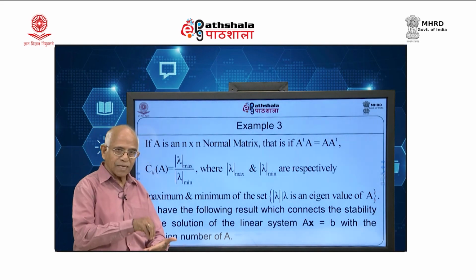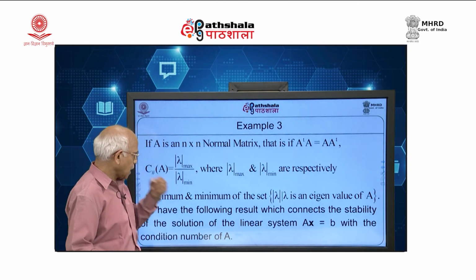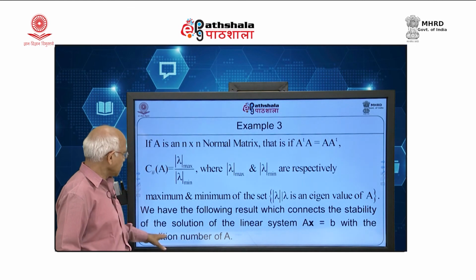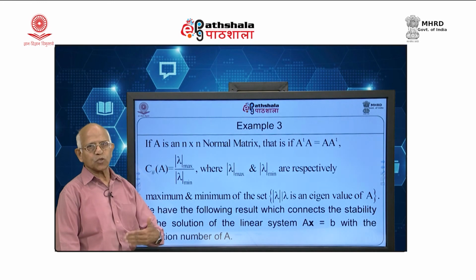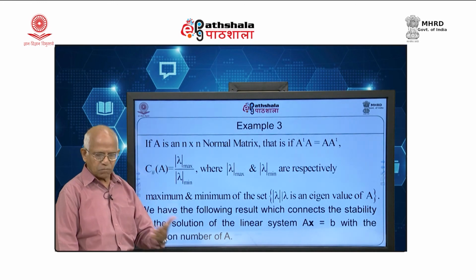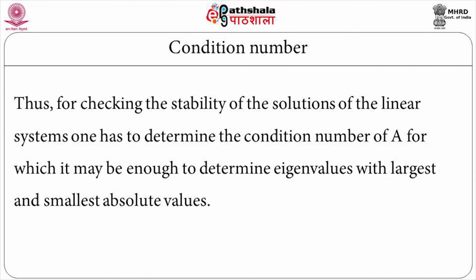So, by determining the maximum and minimum absolute value eigenvalues, I can find out what the condition number is, and if the condition number is large, the matrix is going to be unstable, and if the condition number is small, the matrix is likely to be stable. So, this is what will happen here. Thus, for checking stability of the solutions of linear systems, one has to determine the condition number of A, for which it may be enough to determine the eigenvalues with largest and smallest absolute values.